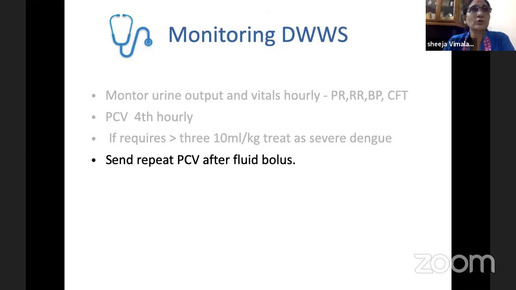Also note, I'm not talking about platelets here at all. We are not bothered about it. If it requires more than three boluses of 10 ml per kg, consider it as severe dengue and manage accordingly. And always after a bolus of 10 ml per kg, you need to repeat the PCV to see if the PCV is still high or the PCV has fallen more than what is anticipated.